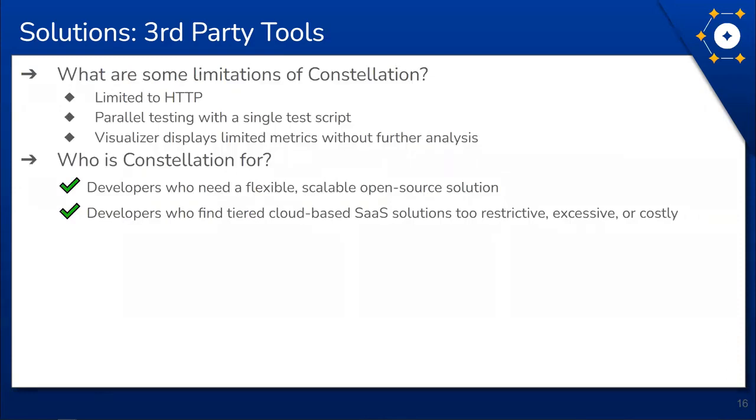In comparing Constellation with the existing cloud solutions in terms of features, Constellation is limited to HTTP requests, parallel testing with a single test script, and the visualizer displays limited metrics without further analysis. Constellation is for developers who need a flexible, scalable, open source solution where cloud-based tiered SaaS solutions are too restrictive, excessive, or costly. Next, I'll hand it over to Andrew, who will talk more about Constellation and its design decisions.